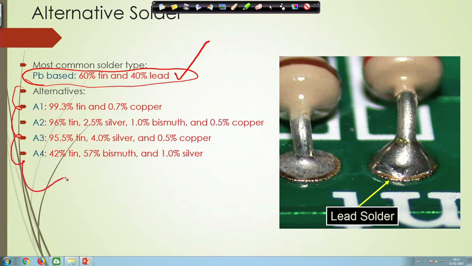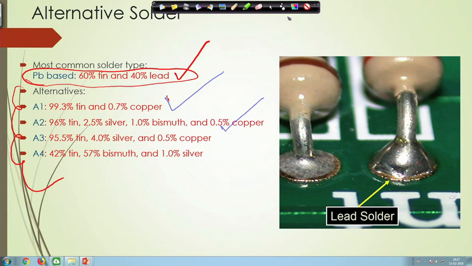The alternatives are A1, A2, A3 and A4. A1 is 99% tin, 3% copper. So, 99% tin and 0.7% copper. So, that is your A1, and then A2.